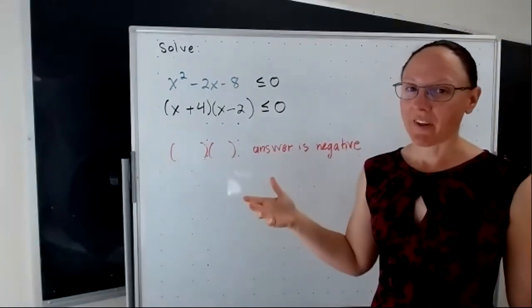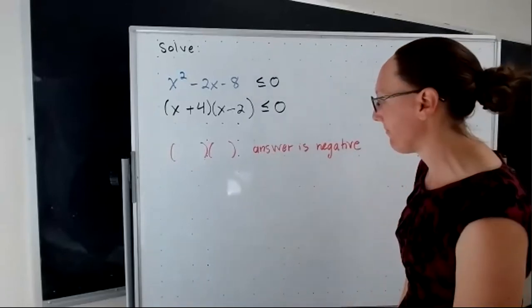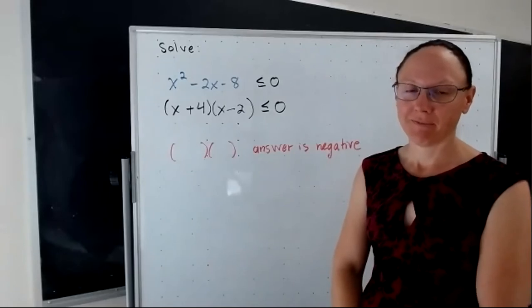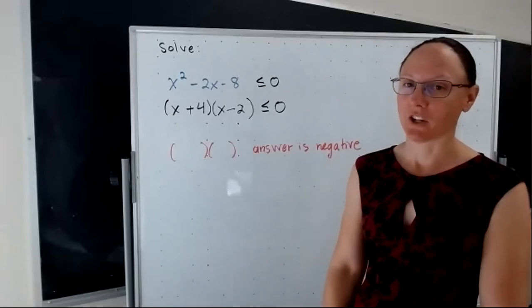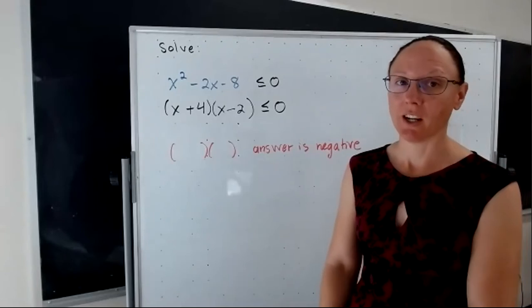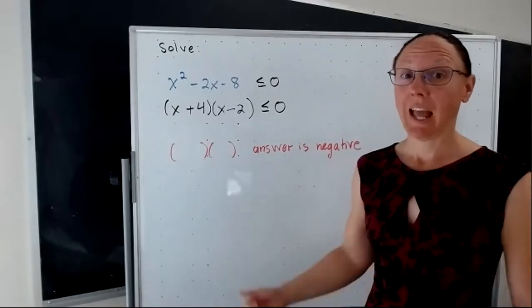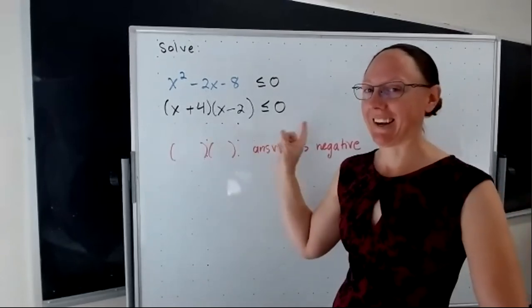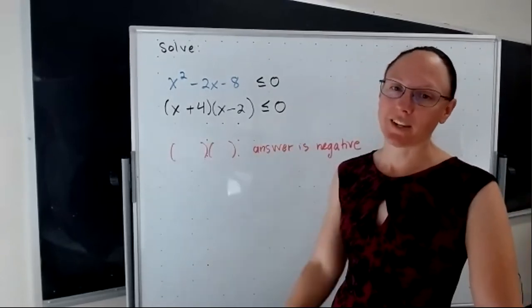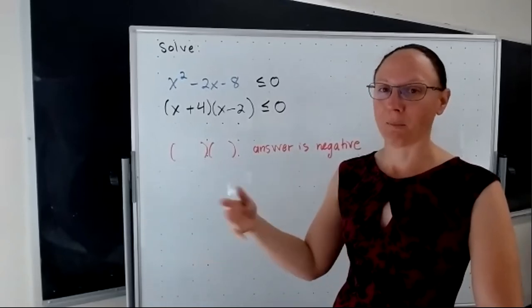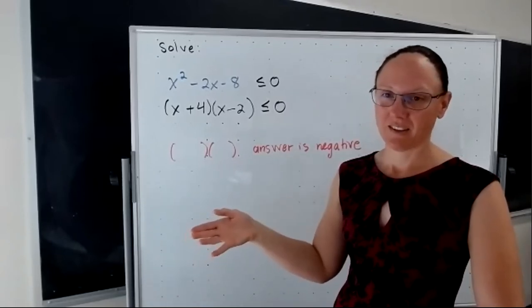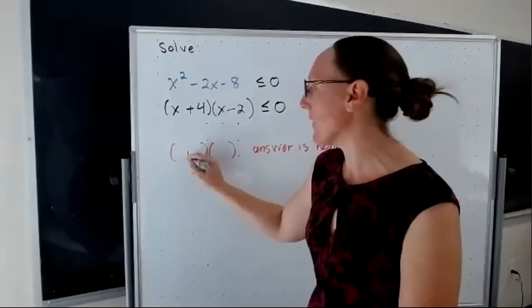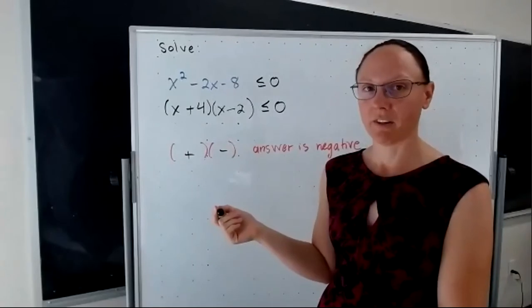So if I want to end up with a negative answer, what kind of things could these both be? That's a really terrible question. I don't even know how you're supposed to answer that question. Let me try that again. If I'm trying to multiply two things and get a negative result, do the two things need to be positive, negative, or mixed? Mixed. Totally. Because the only way I'm going to end up with a negative number is if one of these is positive and the other one's negative.